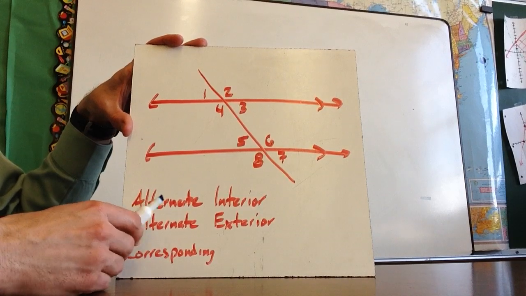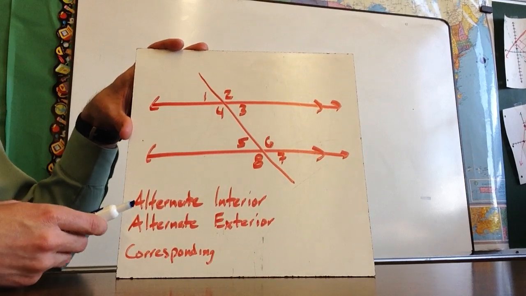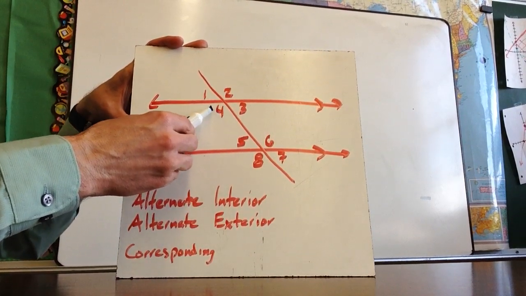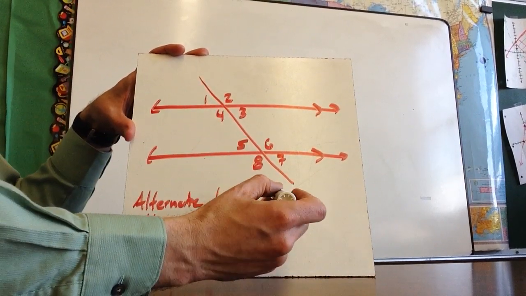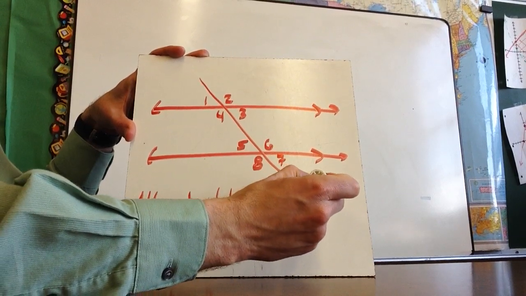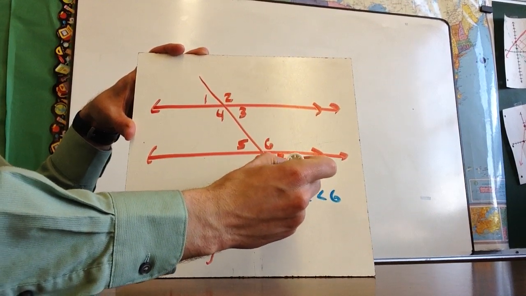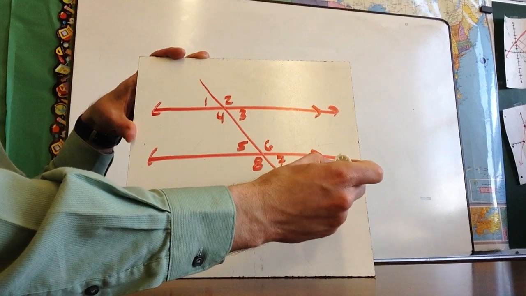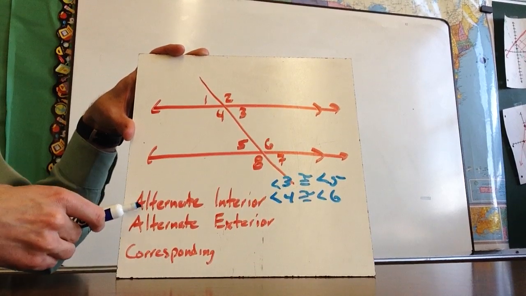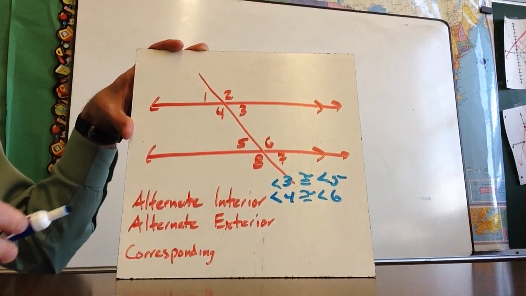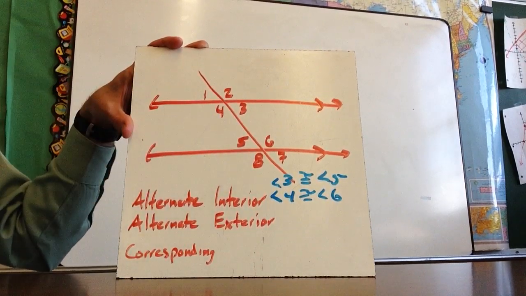There are 3 line relationships we're going to talk about here. Alternate interior angles would be angles that are inside the two parallel lines that are congruent. For example, angle 4 is congruent to angle 6, and angle 3 is congruent to angle 5. This angle and this angle are alternate interior angles. 4 and 6 are alternate interior angles. They're on alternating sides of the transversal, and they are inside the parallel lines.